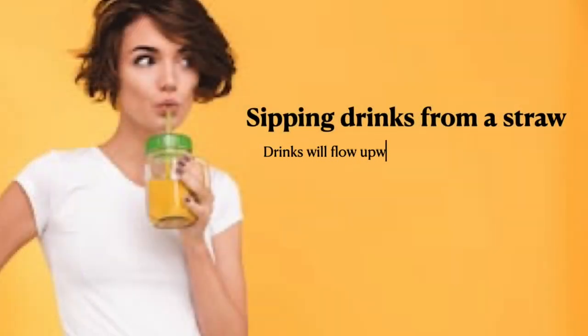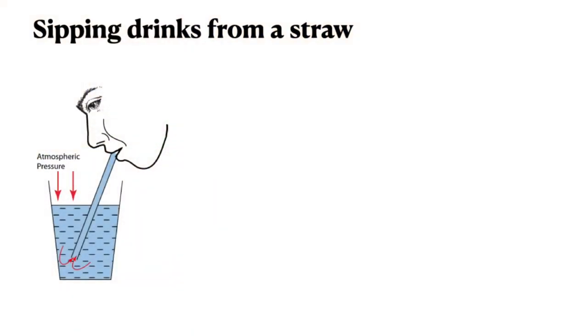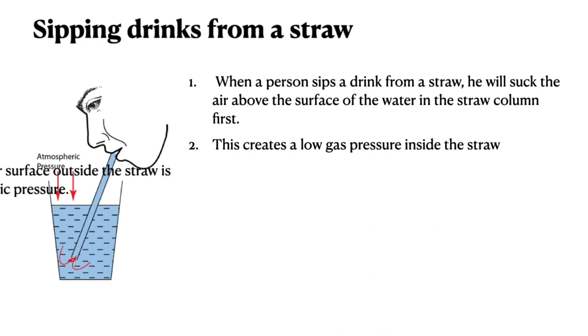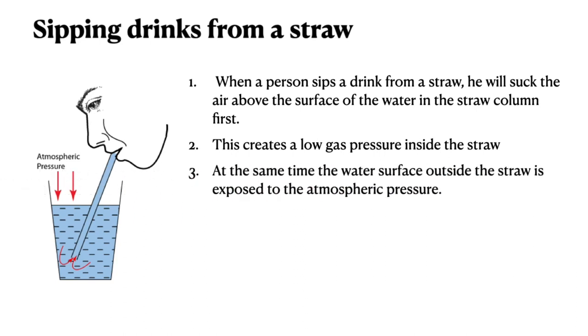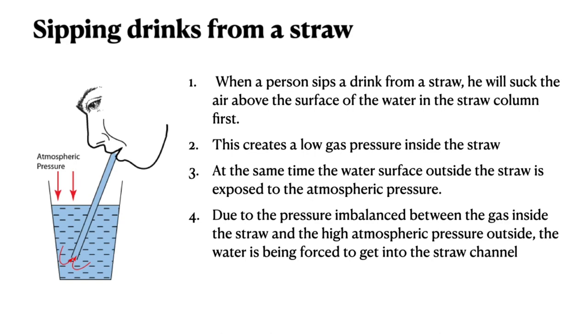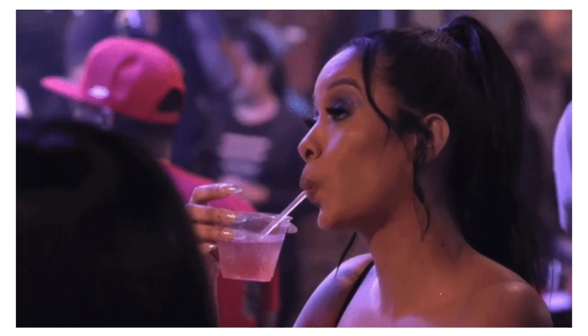Next example is sipping drinks from a straw. When a person sips a drink from a straw, he will suck the air above the surface of the water in the straw column first. This creates a low gas pressure inside the straw. Meanwhile, the water level outside the straw is exposed to the atmospheric pressure. Due to pressure imbalance, the water is forced to get into the straw channel.